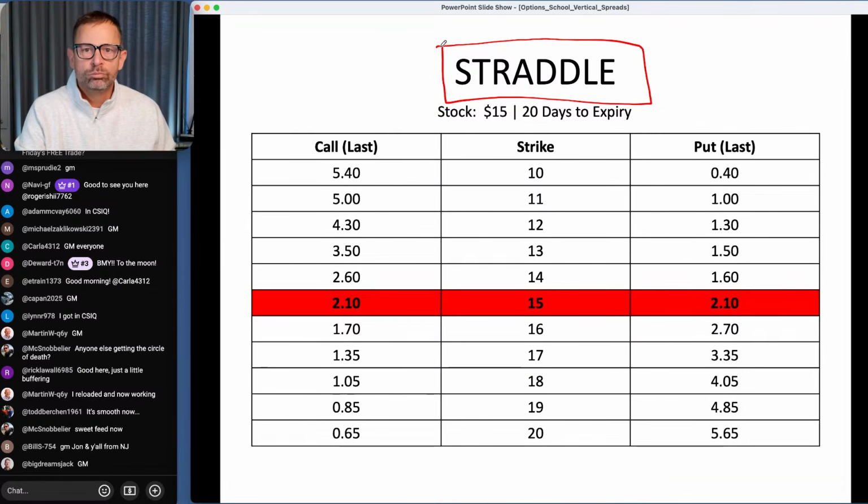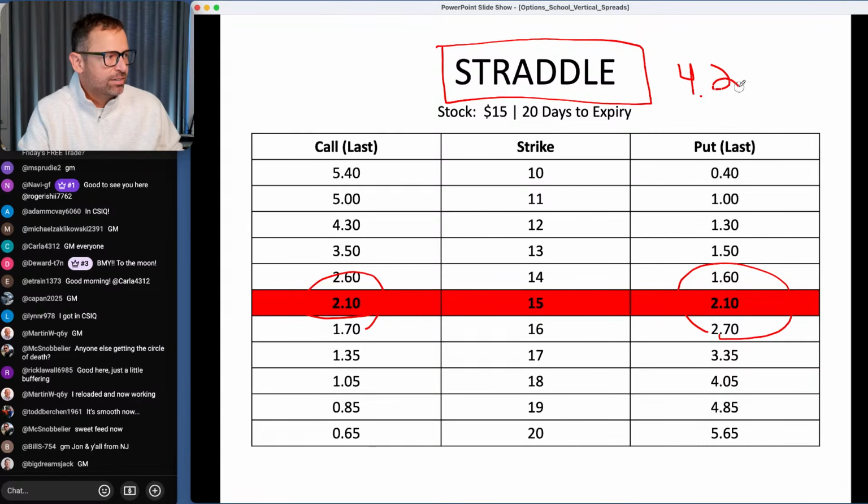Straddle. What's a straddle? Well, if I wanted to do a straddle, I could buy the calls, 15 strike. I can buy the puts, 15 strike. And then the straddle is $4.20. The expected move is 4.20 above 15, 4.20 below 15. That's what it looks like. That's the straddle. People trade straddles because they want to trade volatility, not because they want to trade direction.